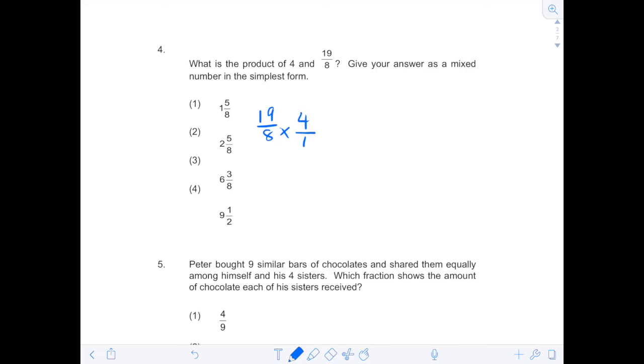From here, you can use your simple cancellation method. 19 and 1, there's nothing to cancel. 8, you can divide it by 4. So you can cancel it and it looks like this. And you get 19/2. So please take note, the question wants it in simplest form and a mixed number. So you have to convert this. You get 18 divided by 2, and you're having a 1 as the remainder. Should be 9 and a half. So the answer should be 4.